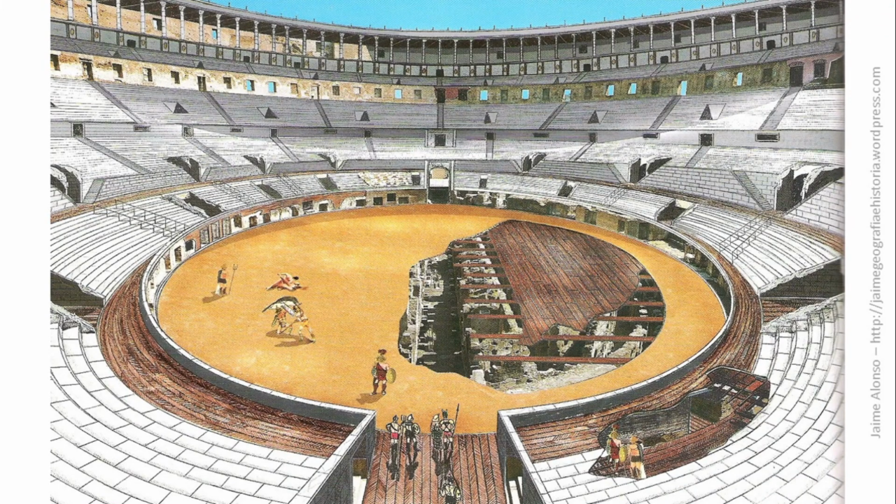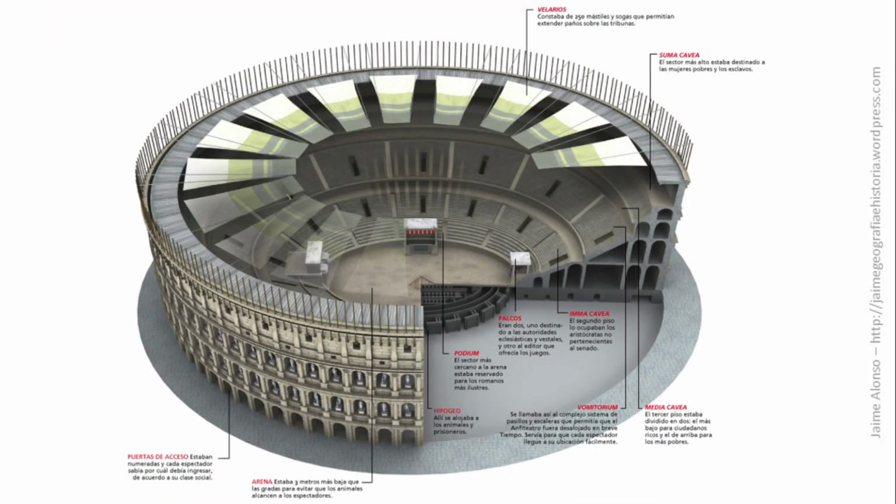The floor was covered by wooden tables, and then with sand for the fights. In some cases, they would even take everything off and fill it with water in order to do naval battles, that is, battles with ships, what is known in Spanish as naumaquias. This is a reconstruction, and one of the things we can see is this sort of fabric here in order to cover from the sun.